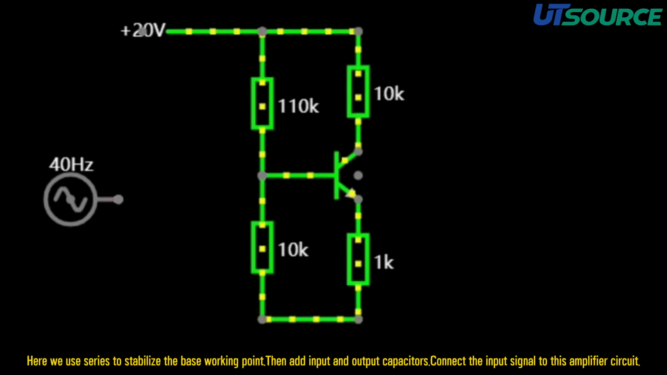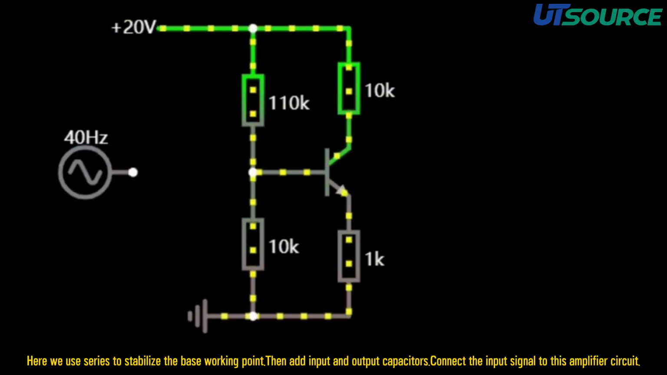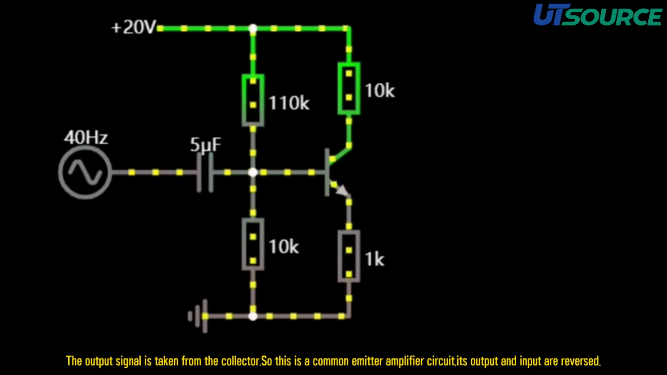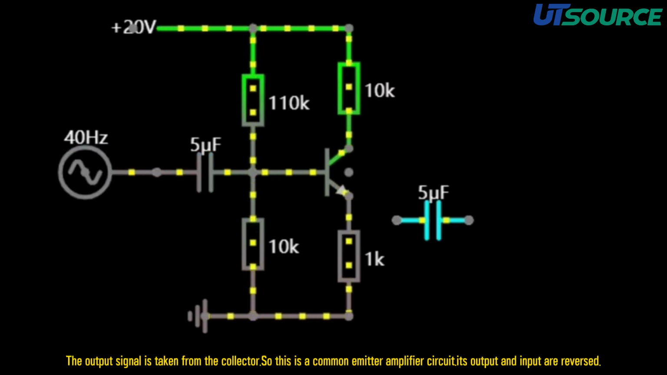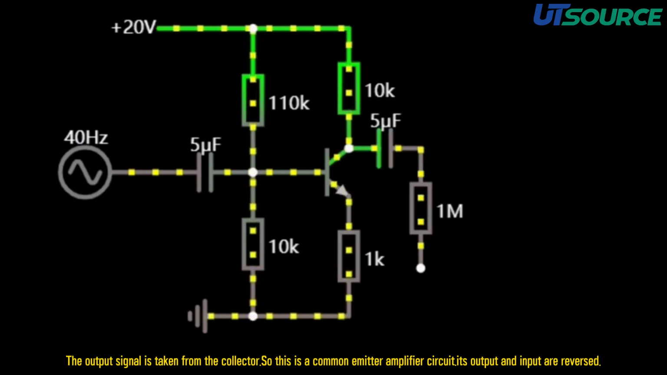Here we use series to stabilize the base working point, then add input and output capacitors. Connect the input signal to this amplifier circuit. The output signal is taken from the collector. So this is a common emitter amplifier circuit. Its output and input are reversed.